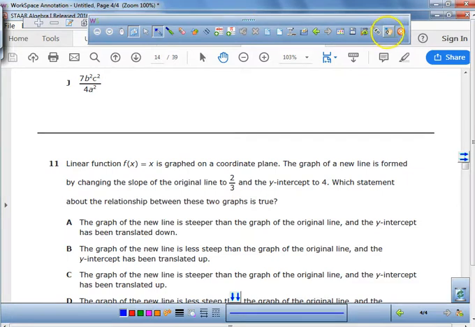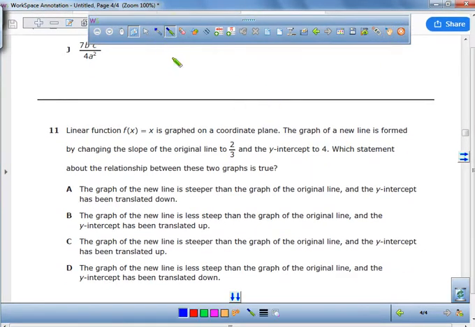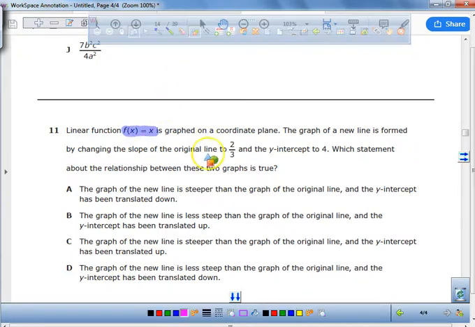I want you guys to box in two very important things. Here's the first thing. See where it says f of x is x. So kind of put a little box around it if you want to. All right, you just kind of box that in. It's important. Okay? Now it says the linear function f of x is graphed on the coordinate plane.